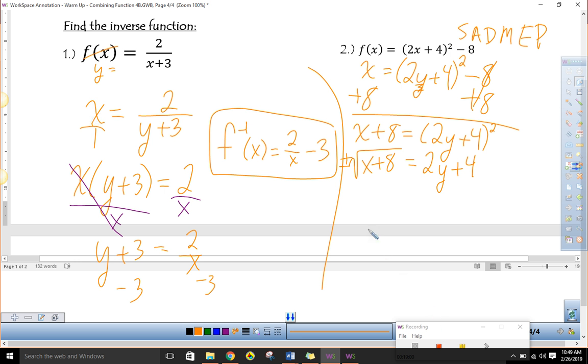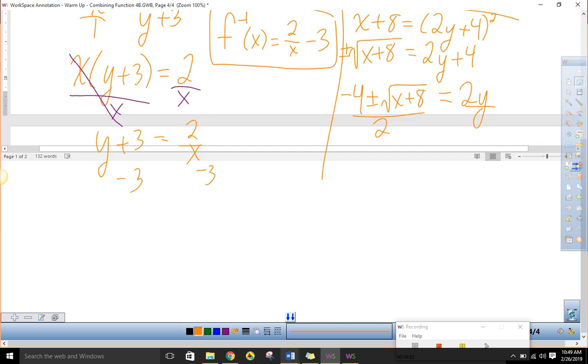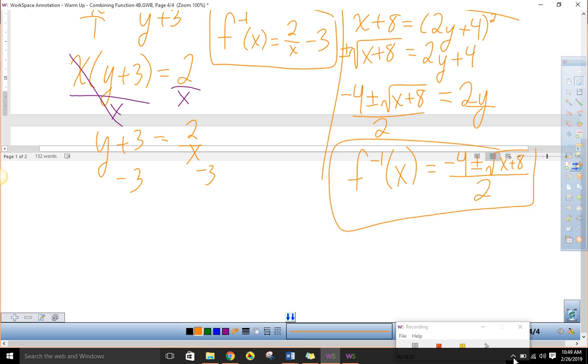Subtract 4. You can put it before or after your square root. Whatever makes it a little bit more clear to you. I've seen it written both ways. And then divide by 2. It doesn't have to be pretty. My f inverse here, and you can put the plus or minus ahead of it if you want to. It doesn't have to be pretty. Some of them won't be pretty.